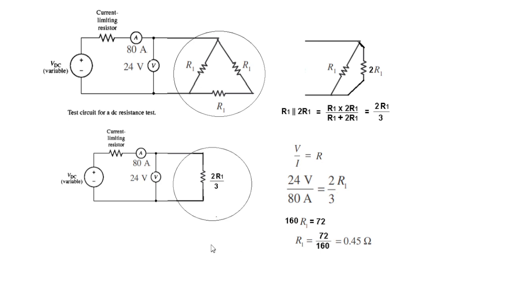Now the question says why it is so. I don't understand what is expected. However, for delta connection, the resistance R1 is 0.45, and if you solve it for Y connection, I guess it will be 0.5 ohm. So I hope you have been able to follow this. Thank you.